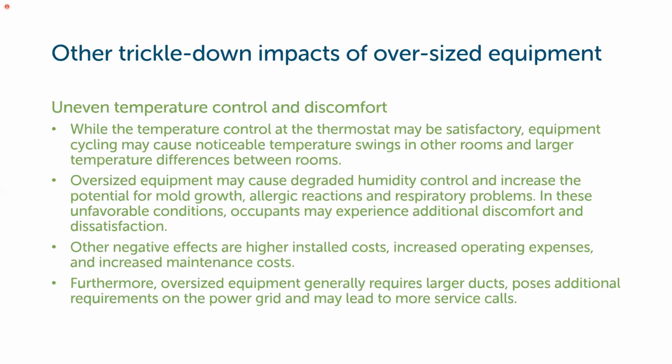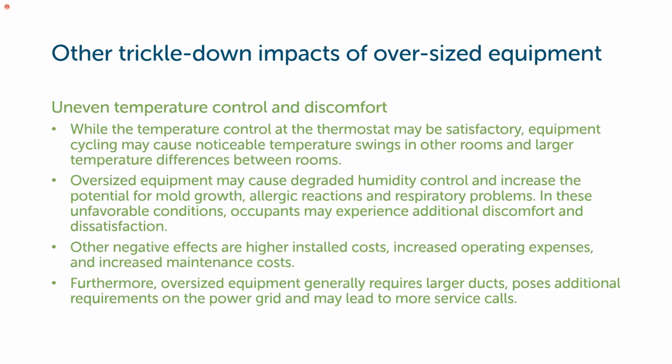So some other trickle-down impacts of oversized equipment: uneven temperature control and discomfort. You don't want unhappy humans in the building that they've spent a lot of money on to invest in. So making sure that they're getting accurate or appropriate temperatures across the different rooms in the building is pretty elemental. It's the basis of putting a heating or cooling system into a building. So what this can come out to be in the real world is you can have cycling of equipment that creates noticeable temperature swings in the building, especially for forced air systems. Short cycling has implications on the equipment as well as comfort.